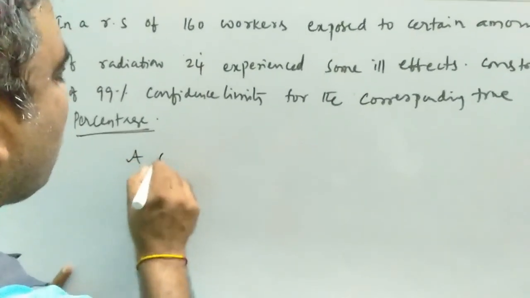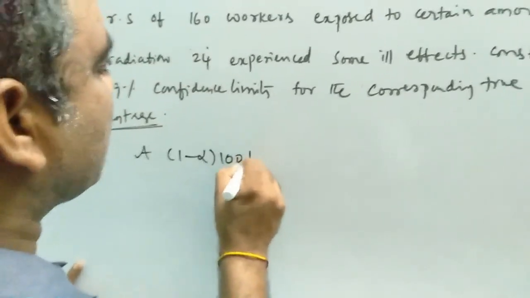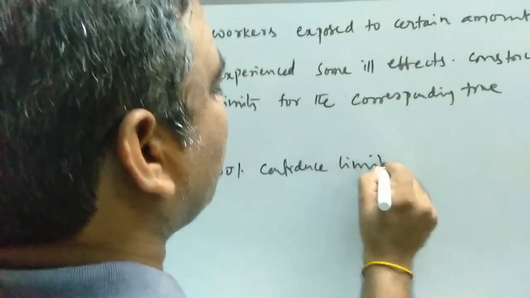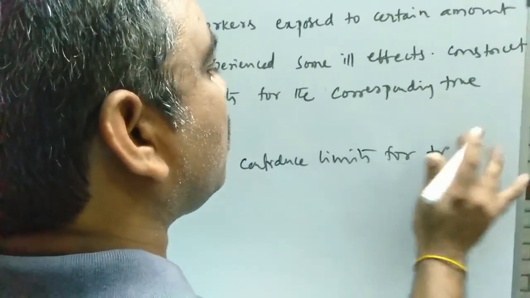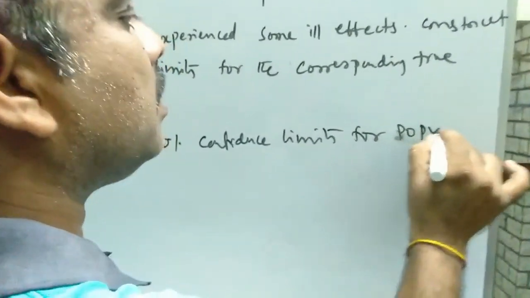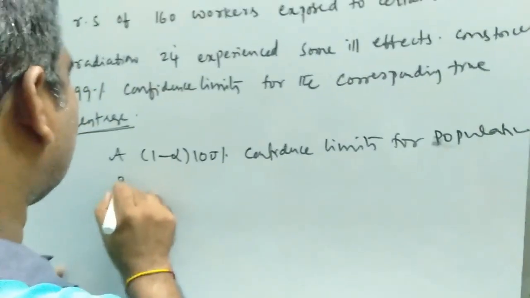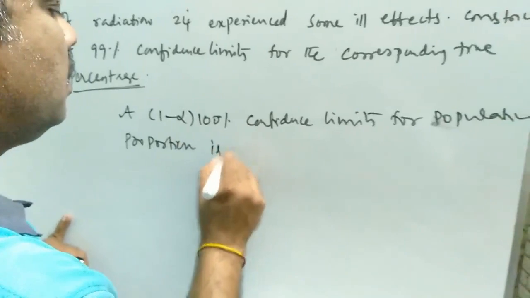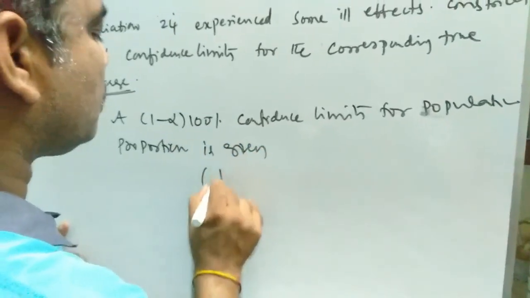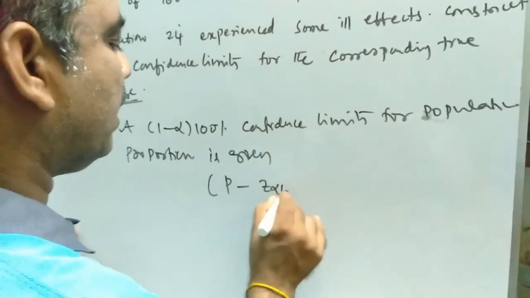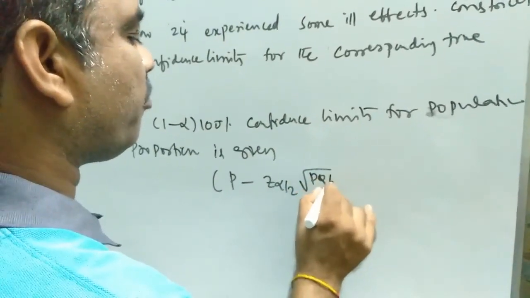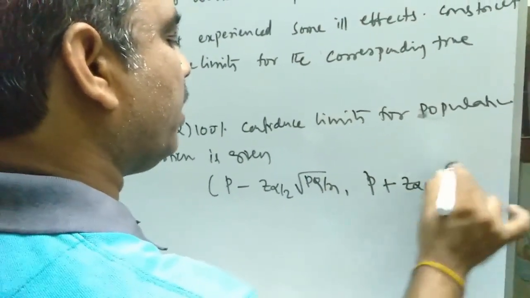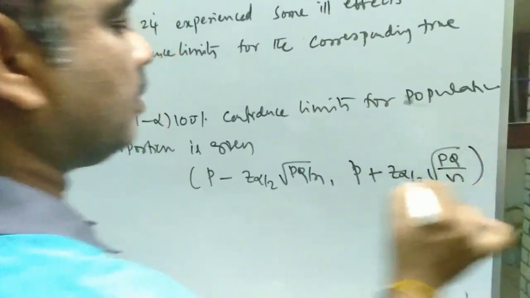The 1 minus alpha into 100% confidence limits for population proportion or population percentage is given by formula, రాస్తున్నాను. Small p minus z alpha by 2 into root of pq by n, small p plus z alpha by 2 into root of pq by n.